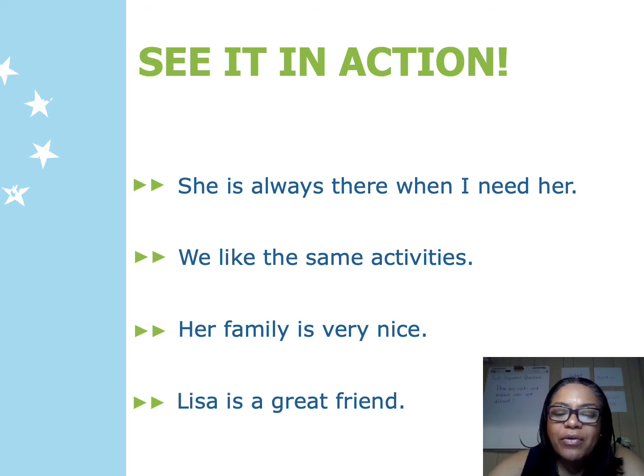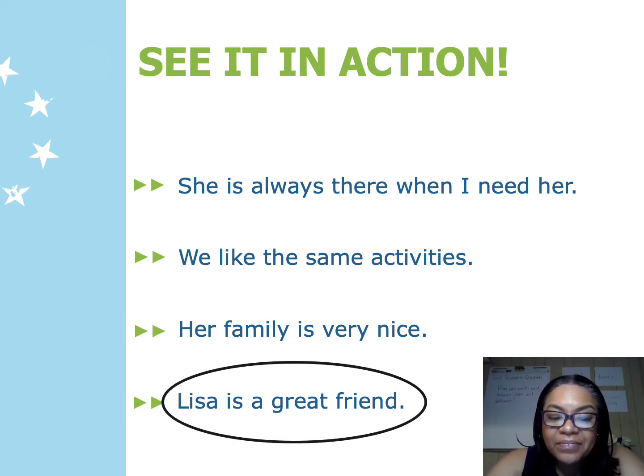Now, let's figure out which of these sentences is the topic sentence, since we know that the topic sentence should tell us the main idea of a paragraph. Which sentence is the topic sentence? It seems like all of the sentences are talking about Lisa. So, I think the best sentence for the topic sentence would be, Lisa is a great friend. I'm going to circle that to show that it is the topic sentence.